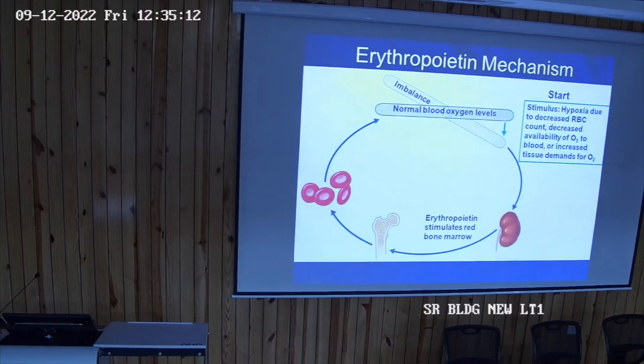Okay, from the kidneys, the erythropoietin is getting secreted, stimulates the red bone marrow and increases the count of RBC. Okay, and correction is done by increasing the oxygen carrying ability of the blood. This is the simple flow chart showing the erythropoietin mechanism.